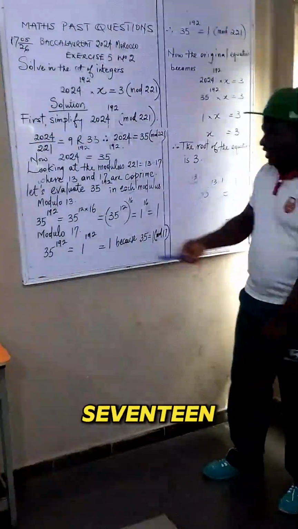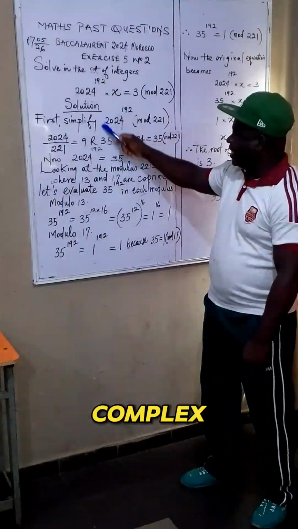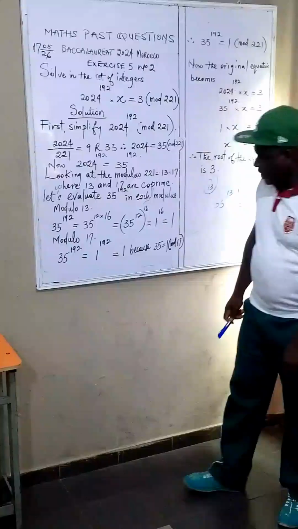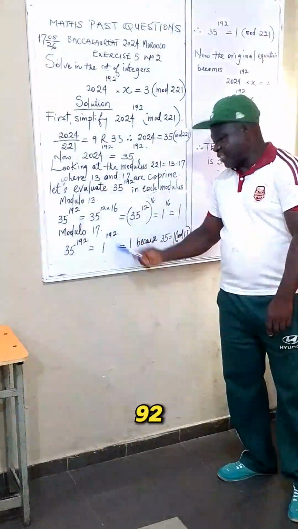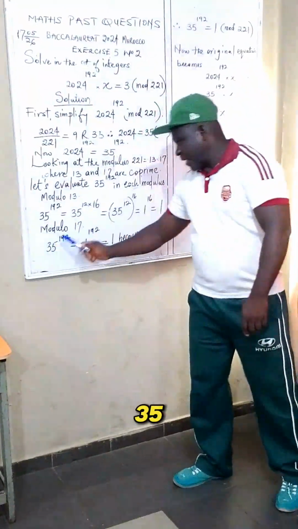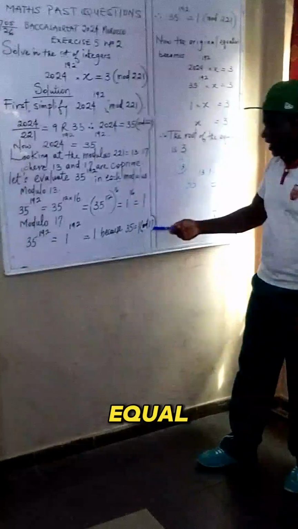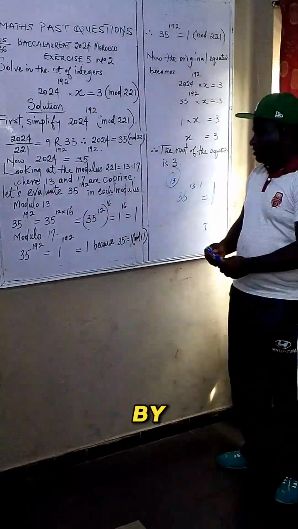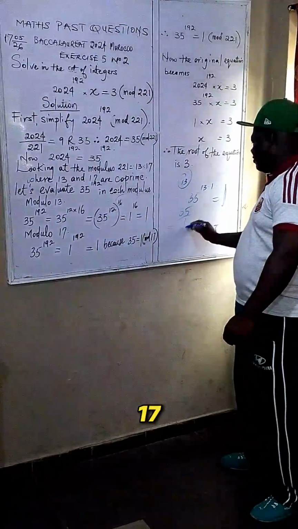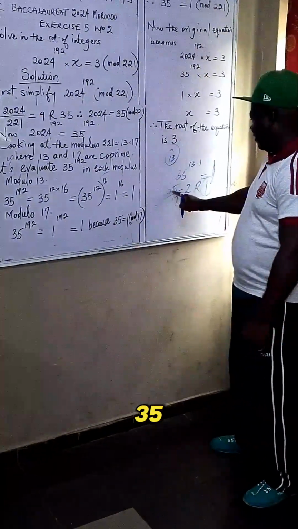Now, let's go to modulo 17. We are still working on this complex index form. In modulo 17, 35 raised to power 192 can be written as 1 raised to power 192, because this 35 in this modulo 17 environment is equal to 1. When you divide 35 by 17, the answer is 2, remainder 1. So that means 35 is equivalent to 1.